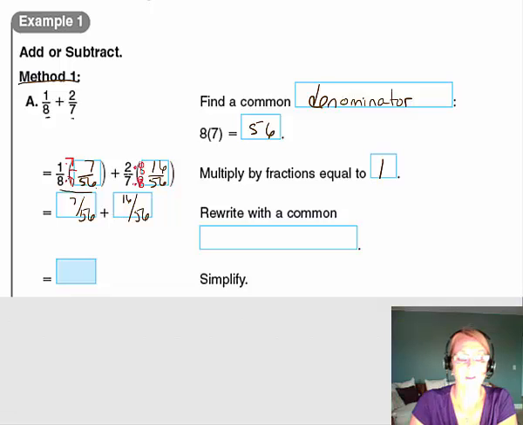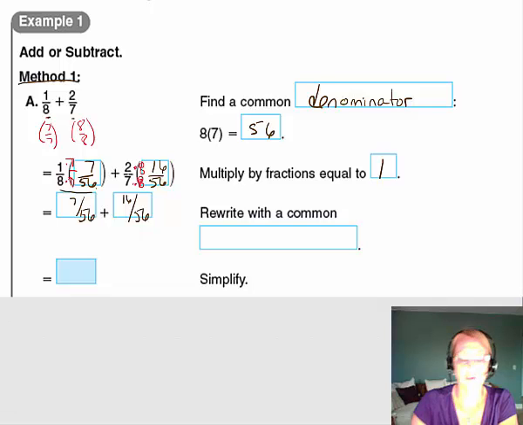Now once again, I took this 8 and the 7, and I multiplied this side by 7 over 7. I multiplied this side by 8 over 8, because each of these equal 1. 1/8 times 7 over 7 multiplied together is 7 over 56. 2/7 multiplied by 8 over 8 equals 16 over 56.